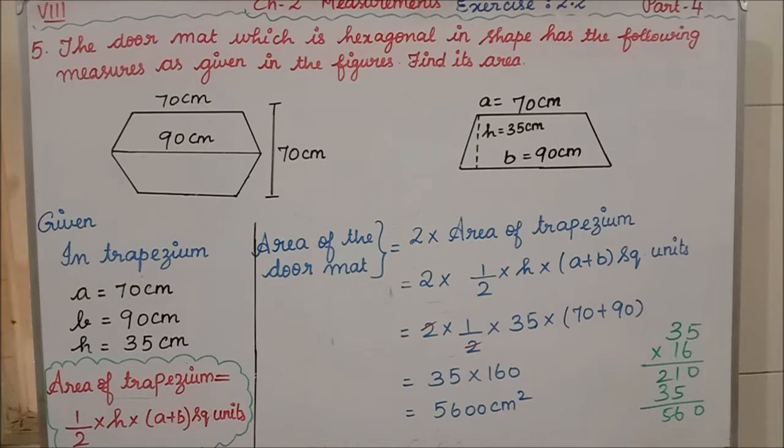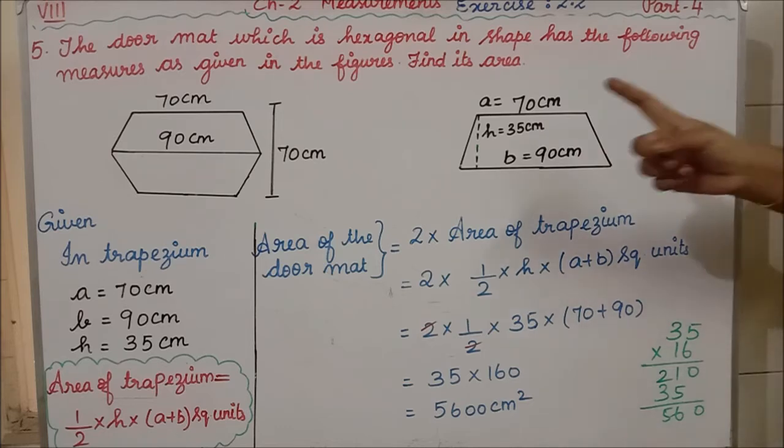We are going to substitute in that and find the area of the trapezium, which means the area of the combined figure. Clear? The area of the doormat. We are talking here about the area of the doormat. Now, the area of the doormat is made up of what? By joining the two trapezium.